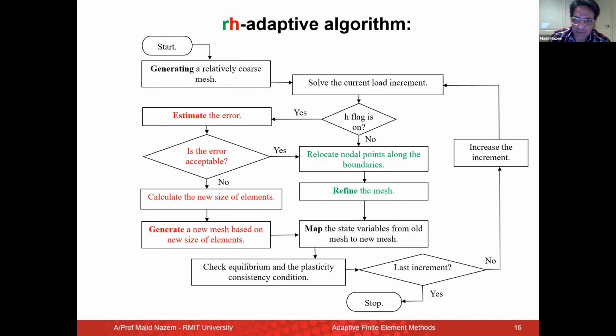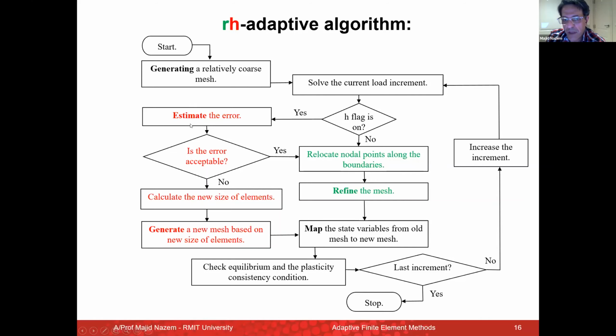Okay, there are several ways to set up the RH adaptive algorithm, and this is what we have considered in our research. The red color denotes the path of H adaptivity, whereas the green represents the R adaptivity, and black is basically shared between both. So we start by generating a relatively coarse mesh, and as you can see, we are conducting an incremental analysis. On the right, this is the main loop over the increments. For each increment, we follow a procedure, and then we check if we have reached the last increment or not. If yes, we stop. Otherwise, we increase the increment and go to the next increment. Now, inside each increment, first we check if the H adaptivity flag is on. If yes, we follow the H adaptive procedure. If not, we follow the R adaptive procedure.